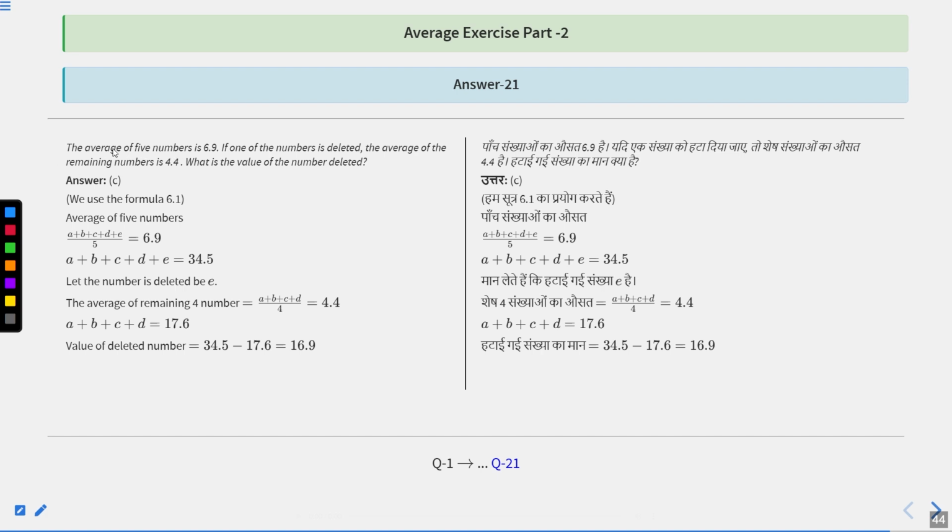Now, according to the question, the average of 5 numbers is 6.9. So we can write (A + B + C + D + E)/5 equals 6.9. So when we calculate the sum of all these 5 numbers, it becomes 34.5. Let the deleted number be E. Clear? Because we don't know which number is deleted, we let E be deleted. So the average of the remaining 4 numbers is also given. (A + B + C + D)/4 equals 4.4. So the sum of A + B + C + D equals 17.6. So the value of the deleted number will be 34.5 minus 17.6. So we get the answer, which is 16.9. C is the correct answer.